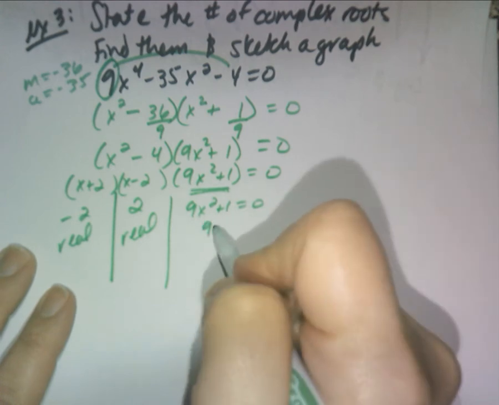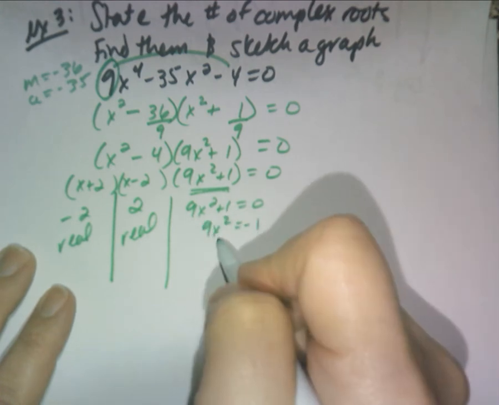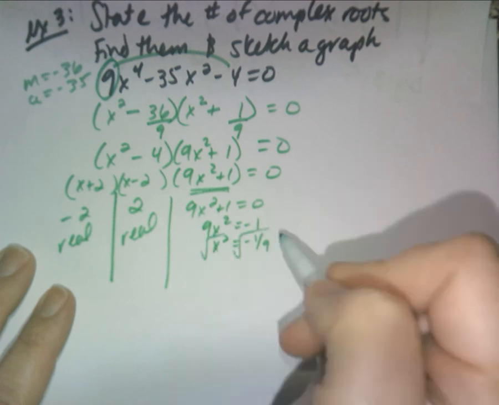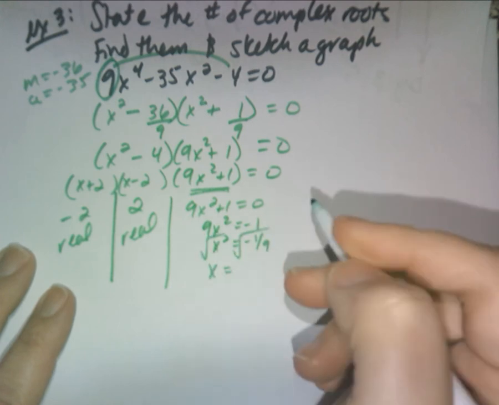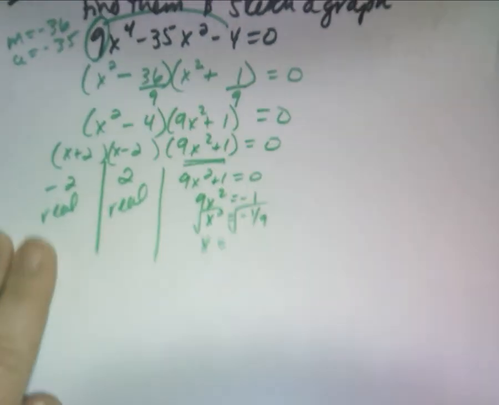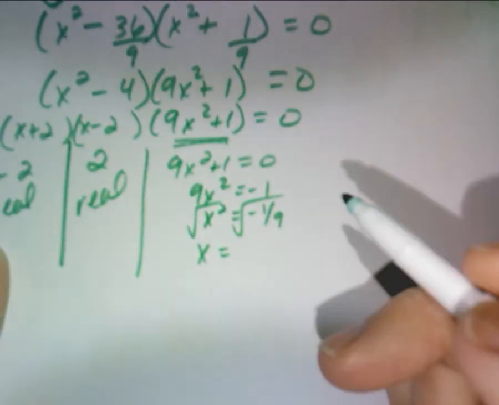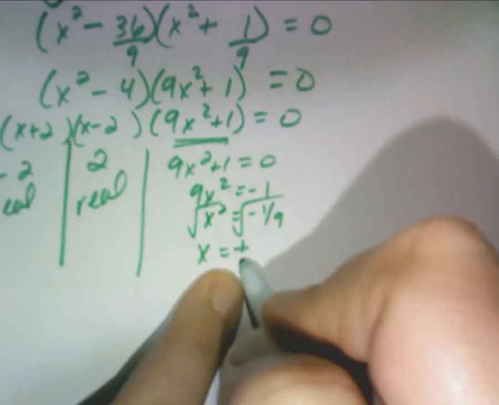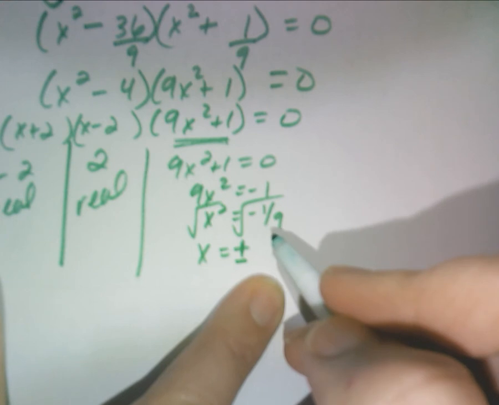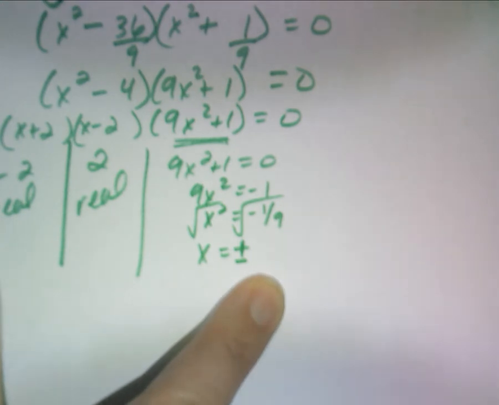So let's see. I'm going to bring over 1. I'm going to divide by 9. And I'm going to take a square root. And when I take a square root, I put what precious little sign in front of it? Plus or minus. But yes, I am going to put an i. Why am I putting an i? Square root of a negative is an i.